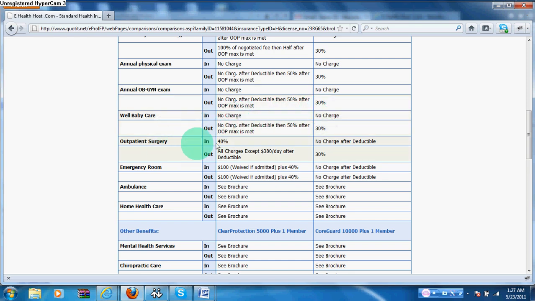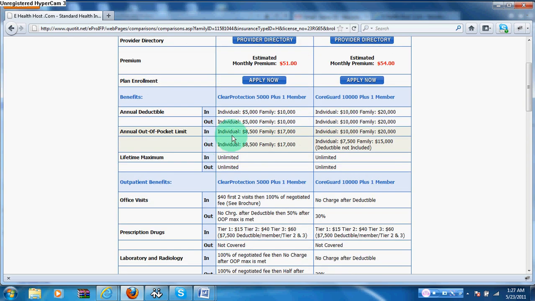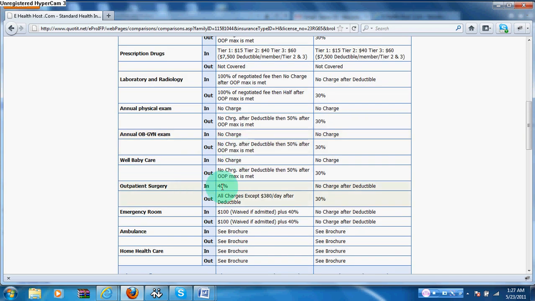Outpatient surgery, as we discussed. If you get a big medical bill, you will have to pay 40% co-insurance. However, you only pay 40% of that surgery bill until you hit your annual out-of-pocket limit. Once you hit your annual out-of-pocket limit, you pay zero. Okay, so let's go back down here at 40%.